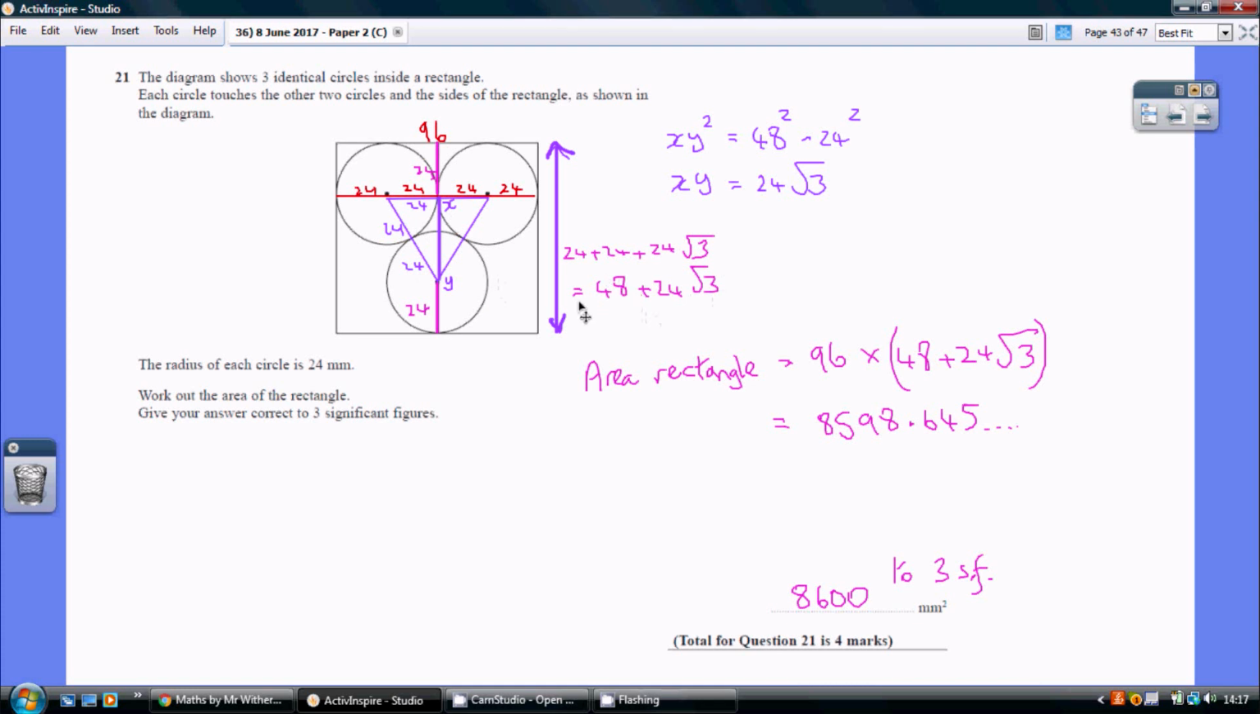Obviously you can work this out and just use a decimal, that's absolutely fine. So the area of the rectangle is 96 multiplied by 48 plus 24 root 3, which is 8598.645 and so on. So to 3 significant figures, that's 8,600. And that's not to 2, that's to 3, because obviously to 3 we're trying to round that number, which rounds to a naught. So it is 8,600 to 3 sig figs.